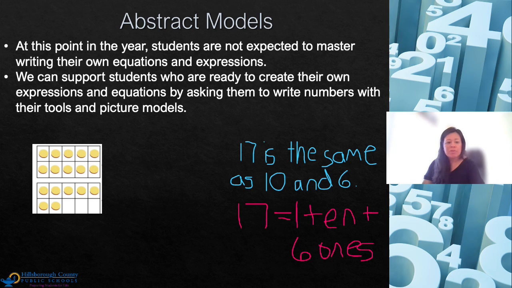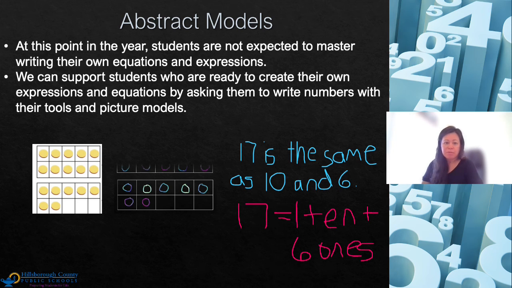So these are just 2 examples. You can see the concrete example with the yellow counters with the 10 frames. If a student were to write 17 is the same as 10 and 7, like you see in the blue, that would be perfectly okay. Also, in the red, we have 17 equals 1 ten and 7 ones. Again, great examples to be seen from your students right now.